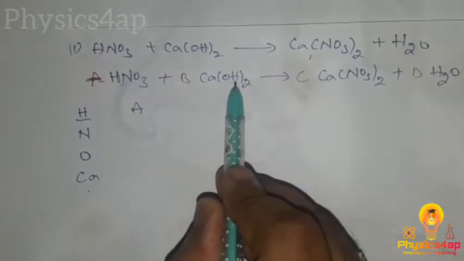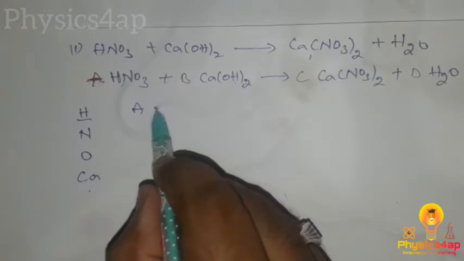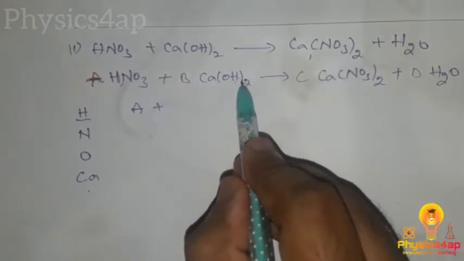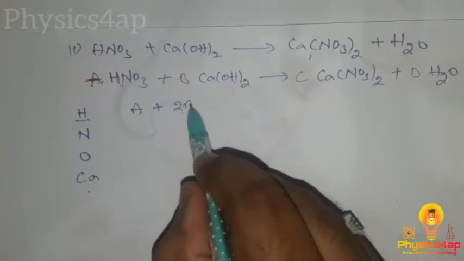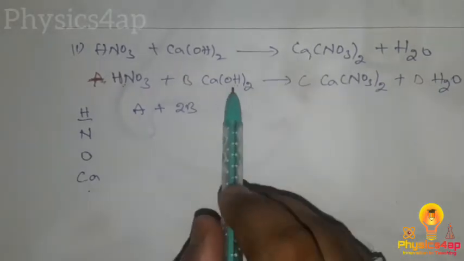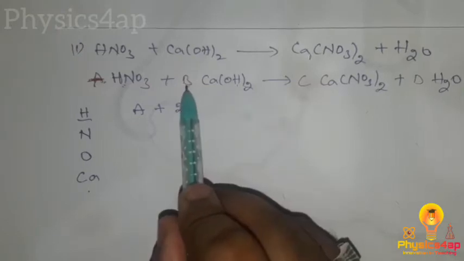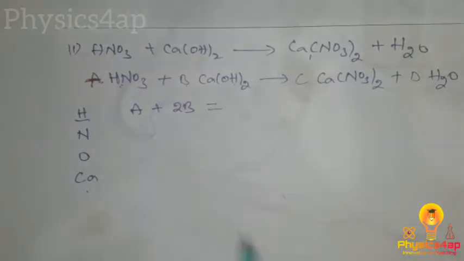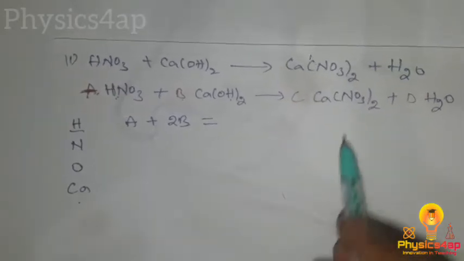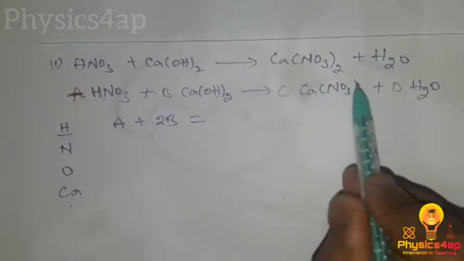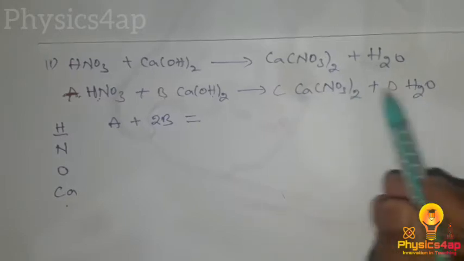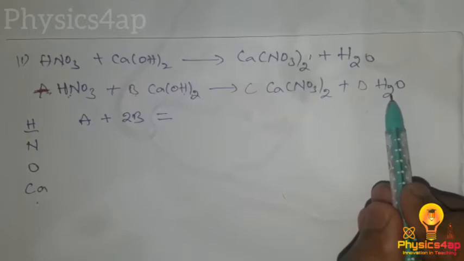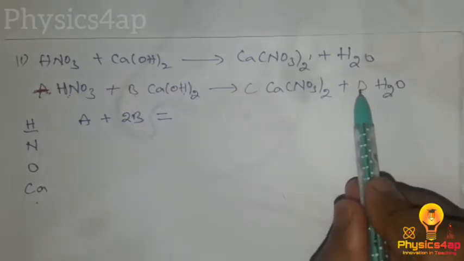Now here on this side, after the plus, we have 2 hydrogens, so 2 into B, 2B. When we have gives rise to, we write it as equals to. We don't have any hydrogens in the first term on the right, so we move on to the next. Here we have 2 hydrogens, so 2 into D, 2D.